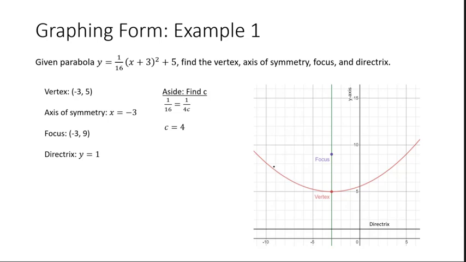And over here on the side, we see a much nicer graph of what we just discussed, where this is your parabola. Here's your vertex. Your focus is up here, like we said, at negative 3, 9, and your directrix is down here at y equals 1. Let's try another example.